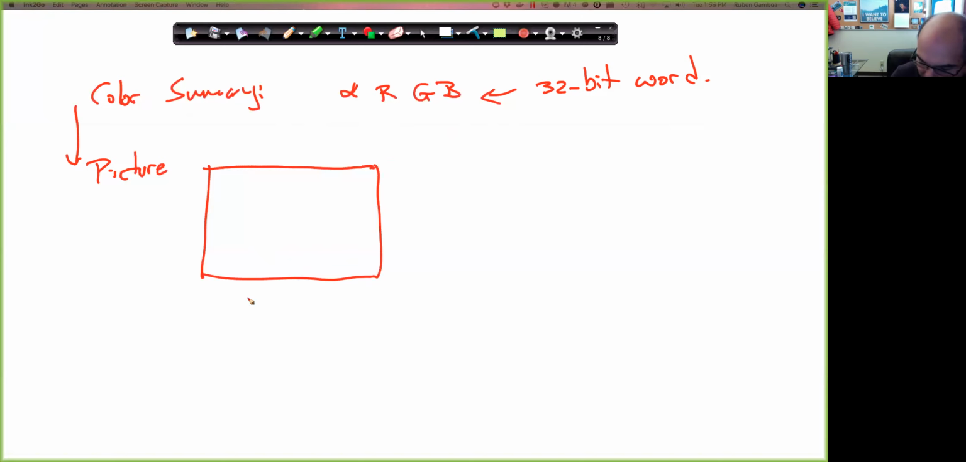We usually describe the horizontal component first. So this is the number of columns, this is the number of rows going down, and we say columns times rows, picture.